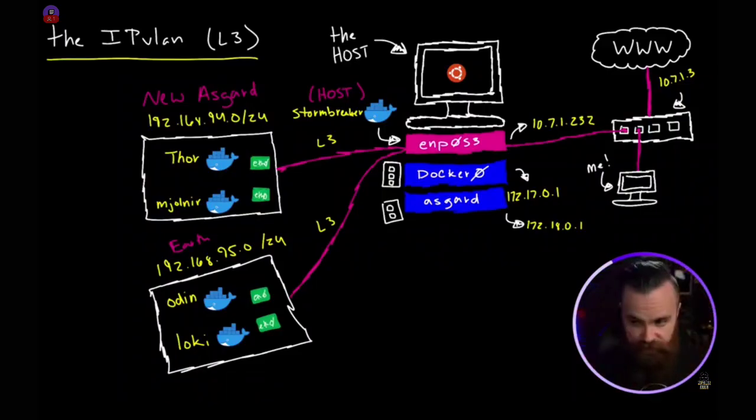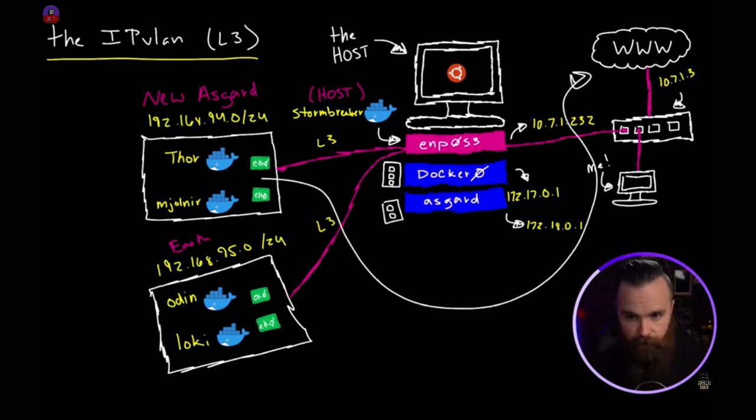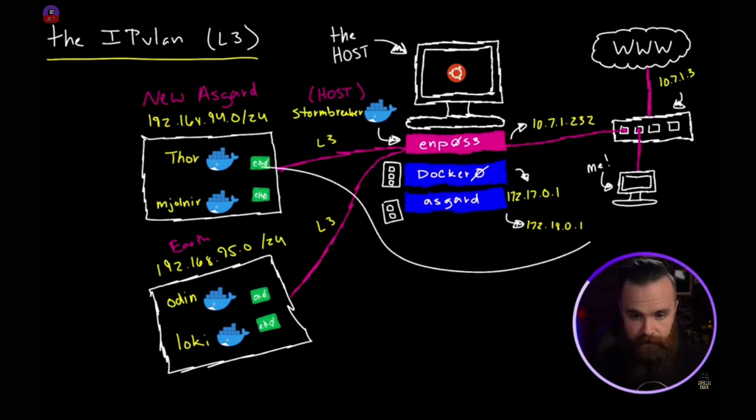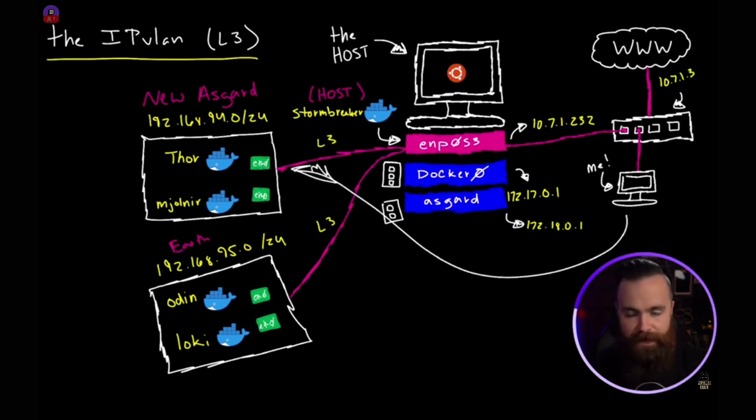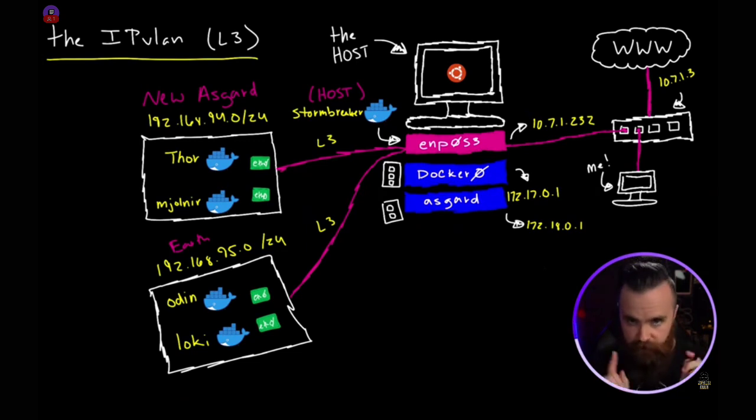But the problem we have here is that right now these containers really can't talk to anyone outside of their own network. Like for example, Thor cannot go to the internet. Thor can't talk to me, which is really sad. I can't talk to Thor. I cannot reach containers in that network at all. Exposed ports doesn't happen. That's not even a thing because we're dealing with layer 3 and we're dealing with routing.